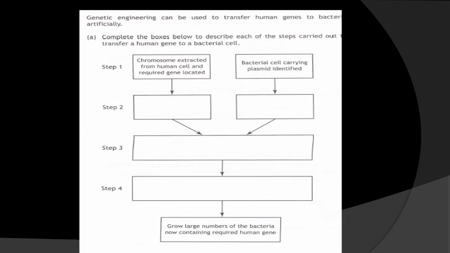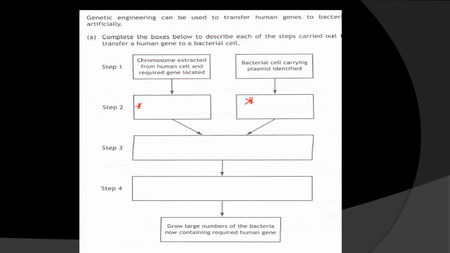So for the next question, it says genetic engineering can be used to transfer human genes to bacteria artificially. Complete the boxes below to describe each of the steps carried out to transfer a human gene to a bacterial cell. So we've got our chromosome extracted from our human cell and required gene located, and we've got our bacterial cell carrying our plasmid identified. So then we've got step 2. If we've got our chromosome extracted, we're going to have to then extract our gene. And because we've got our bacterial cell carrying our plasmid identified, we want to extract our plasmid.